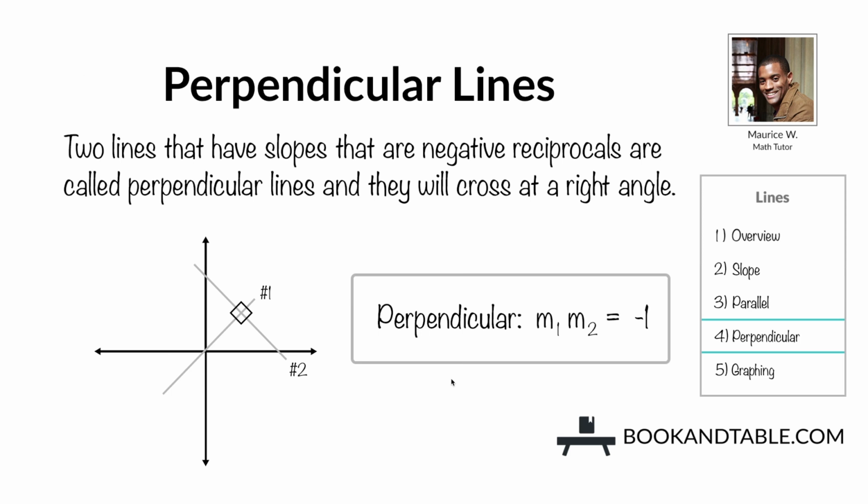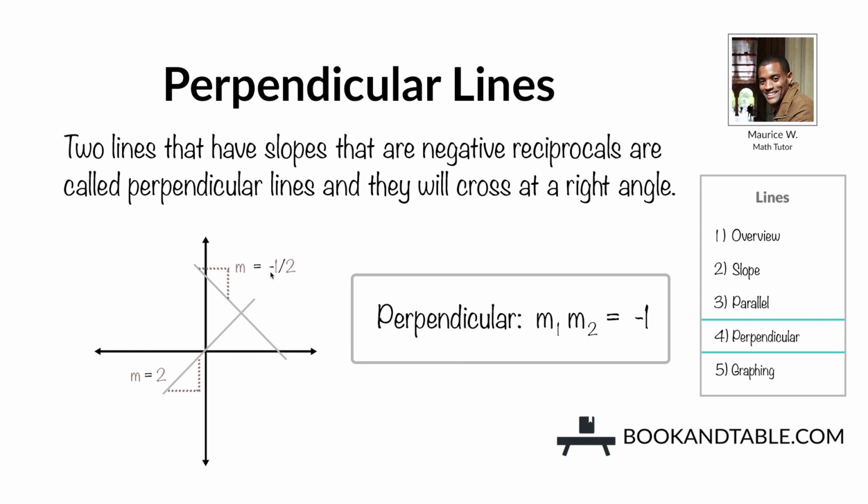Now you can encounter similar questions for perpendicular lines. Two lines that have slopes that are negative reciprocals are called perpendicular lines, and they will cross at a right angle. So let's say you have line number 1 and line number 2. They cross to form 4 right angles. So these are each 90 degrees. And if their slopes are negative reciprocals, that means when you multiply them times each other, you'll get a product of -1. So let's say this slope was -1/2.